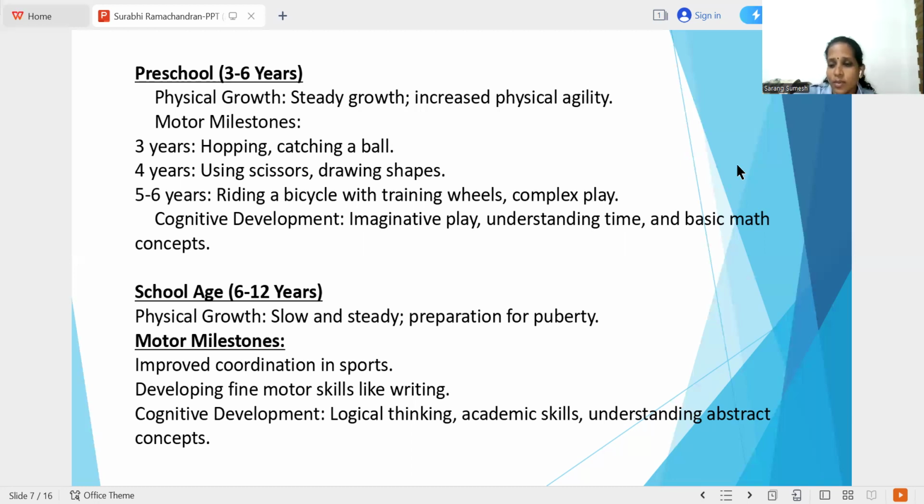In sports, specialization will occur. Maybe they will focus on running. Maybe they will focus on jumping. These are the main motor milestones that occur in school age. Cognitive development: logical thinking, academic skills, understanding abstract concepts. Cognitive development mainly happens in school, where logical thinking will start, and we can make out whether they are brilliant or are low in their studies.